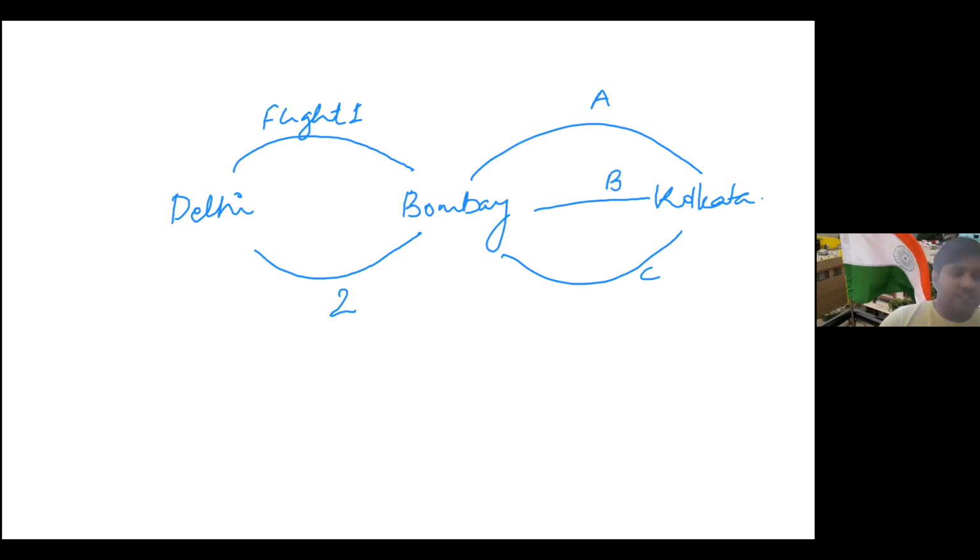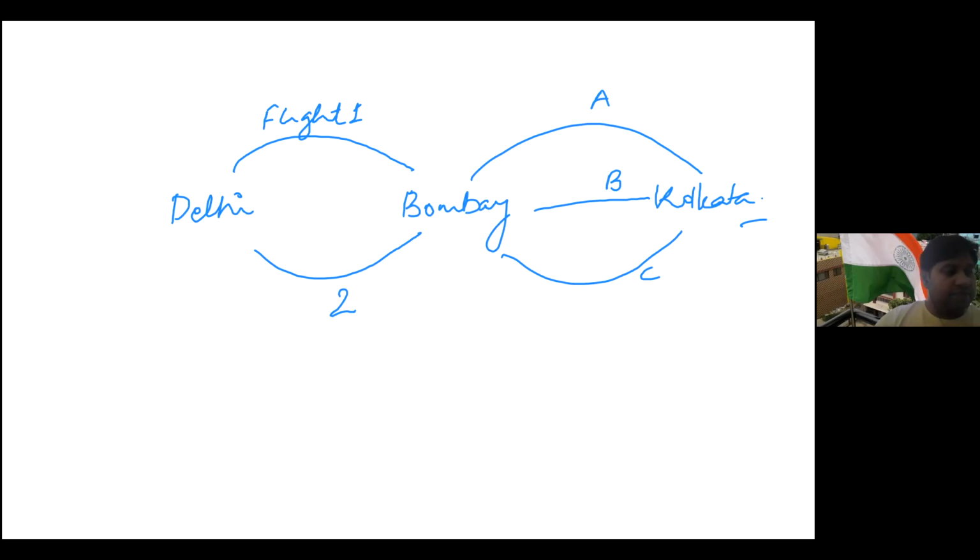Now, the question is: in how many different ways can you fly from Delhi to Kolkata? And you have to land in Bombay. There is no direct way, obviously, as you can see, of flying from Delhi to Calcutta. So this is a classic question of counting. This is a classic PNC question, but it is a question of counting.